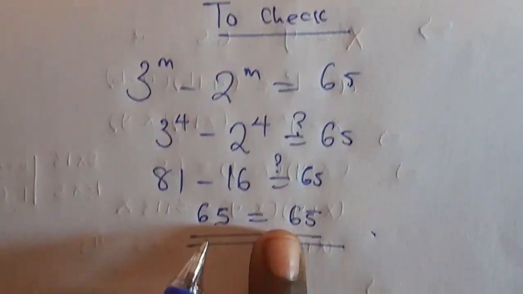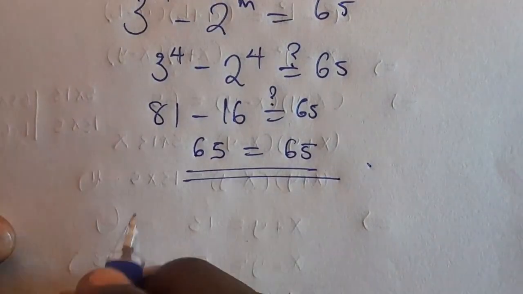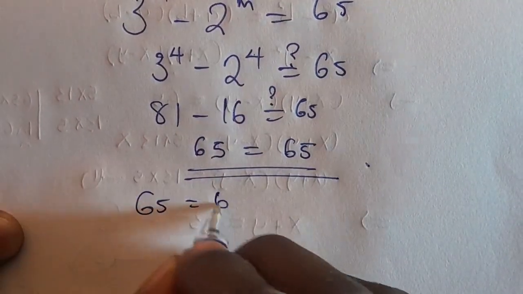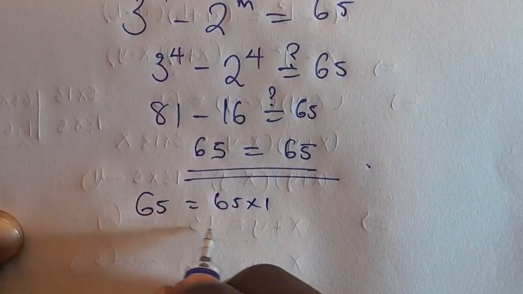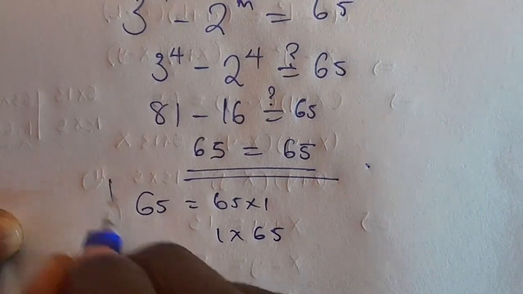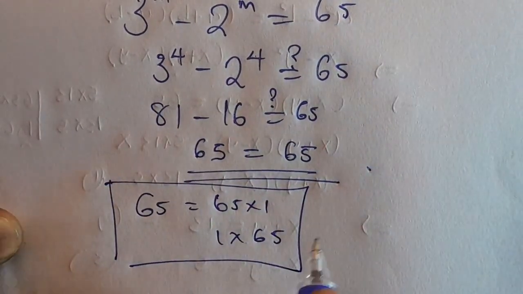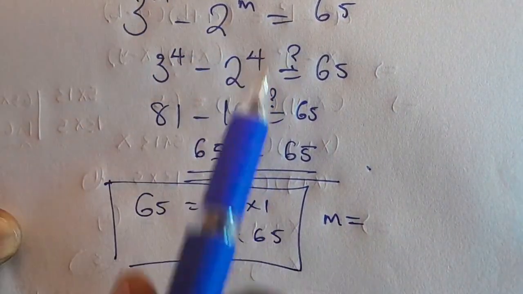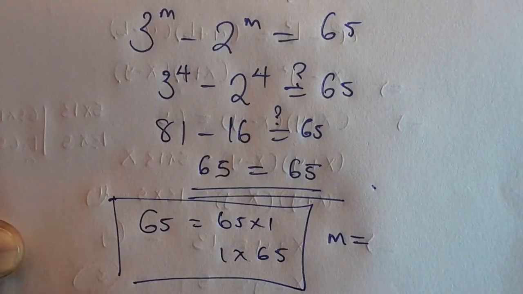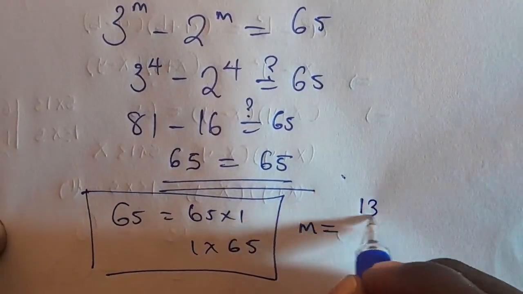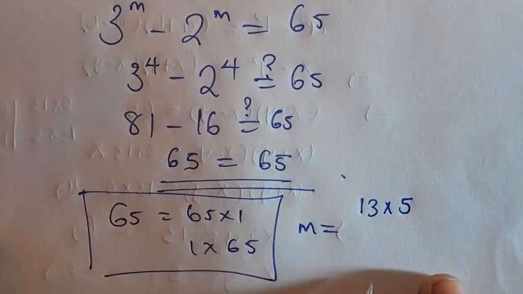So when you solve for the other one, where we can express 65 as 65 times 1, or 1 times 65, this will not give you the value of m that will satisfy this expression, and that is why we don't consider this one. So we prefer to go with 13 times 5.